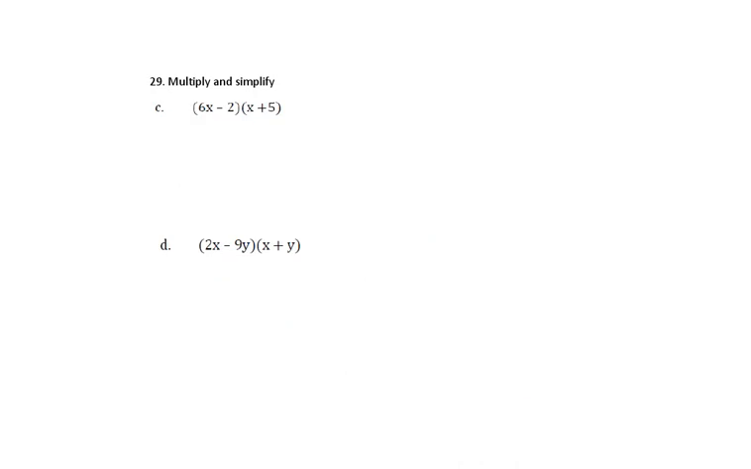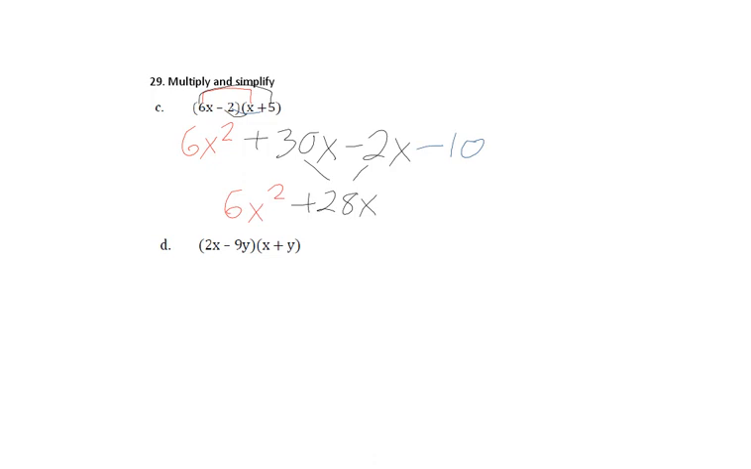Part C would like us to FOIL. First, outside, inside, last. 6x times x is 6x squared. 6x times 5 is 30x. Negative 2 times x is negative 2x. And negative 2 times 5 is negative 10. Numbers in the middle combine to 28x. And the first and last terms stay the same. And that's your answer.